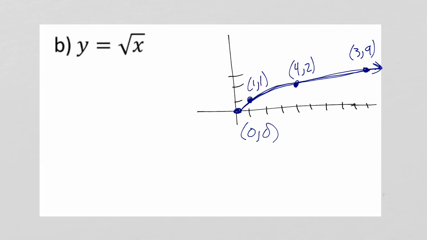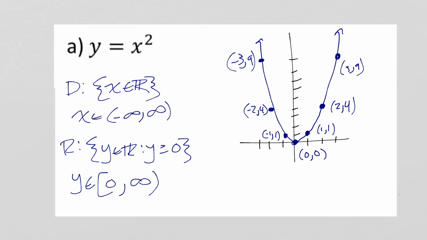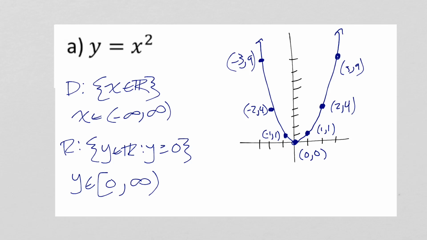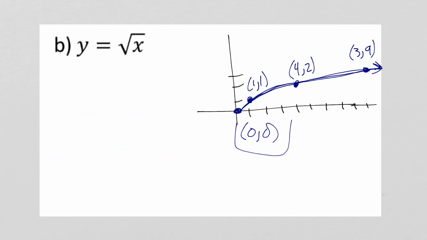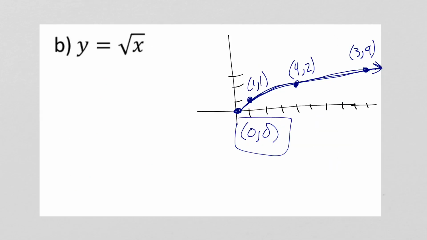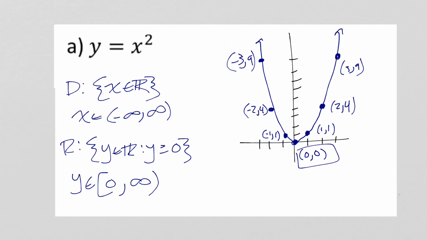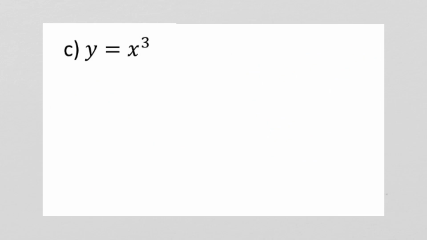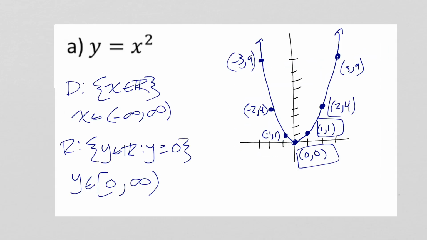And now I'm going to jump back to the last page. I'm going to ask you to think about how these compare. Look at that parabola. Look at that square root. Here we have the point 0, 0. Here we have the point 1, 1. Here we have the point 4, 2. Oops, wrong way. Here we have the point 2, 4.